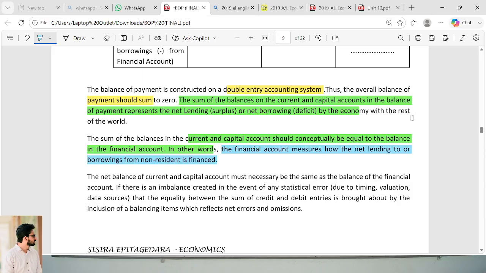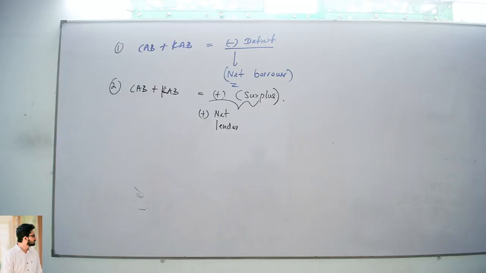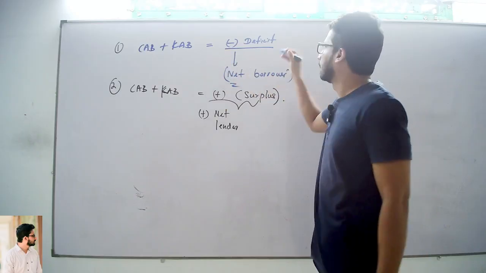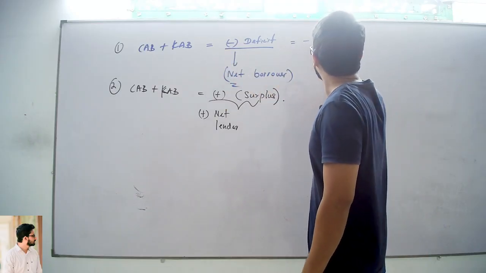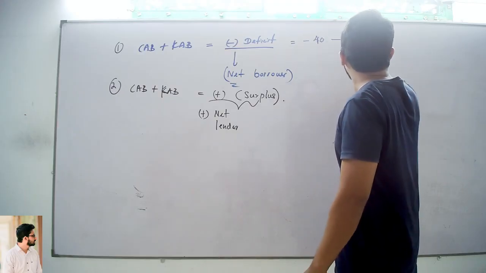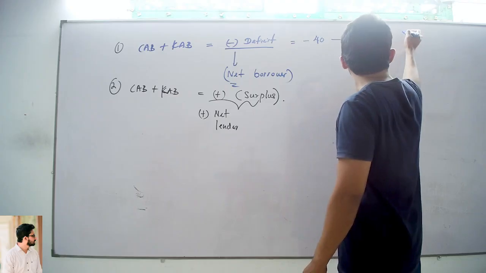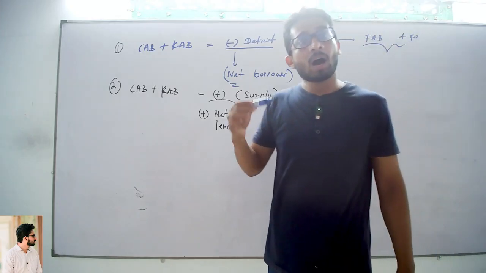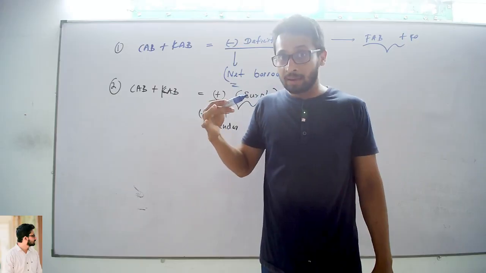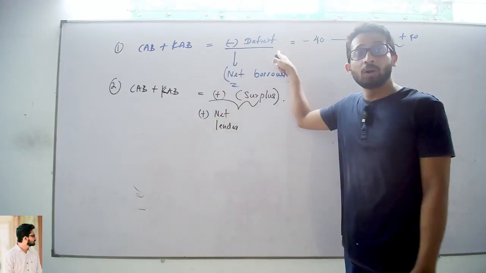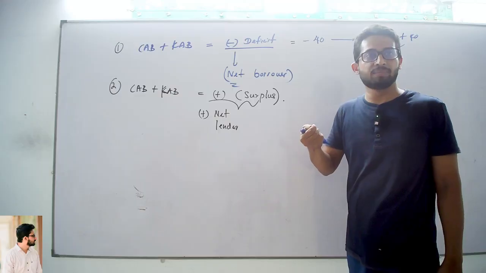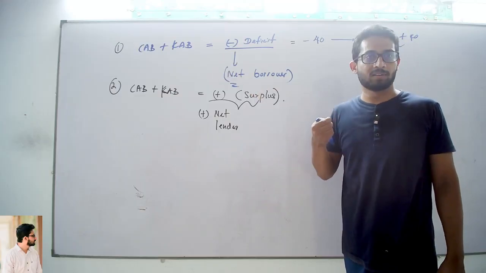What does it mean? Listen. Assume the balance of current and capital account is minus 40. Then if it is minus 40, the financial account value should be plus 40. The financial account balance shows how we have financed this minus 40 from the rest of the world. Maybe loans, maybe foreign direct investment, maybe an IMF loan. Did you get what I said?